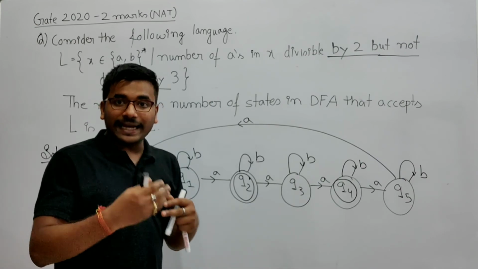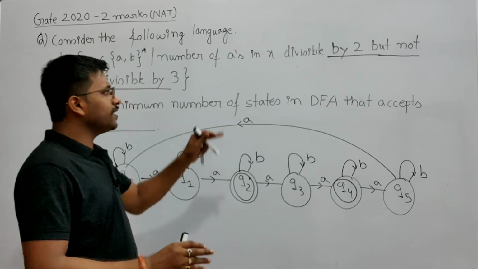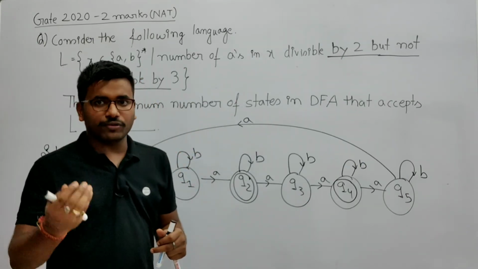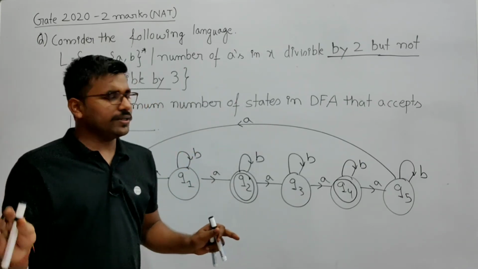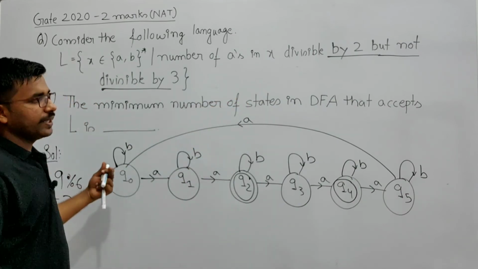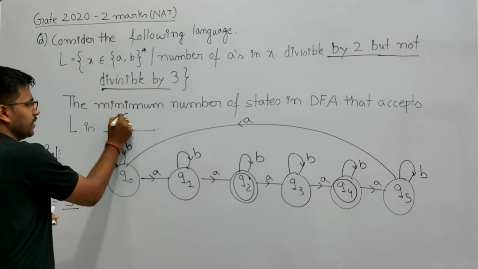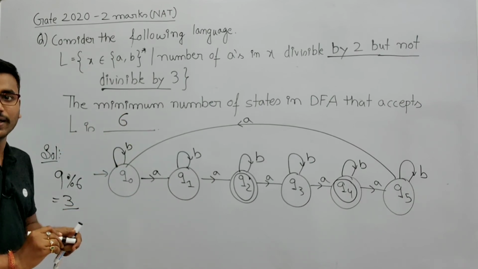But here you are not required to construct this. I have explained this because it will give you an idea if I change the question. But in exam you don't need to do this. Just by seeing the question you understand that we have to find the LCM, so no need to construct. They are asking the minimum number of states in a DFA that accepts L. You know that it will take the LCM. So 6 is the LCM, so 6 is the answer.